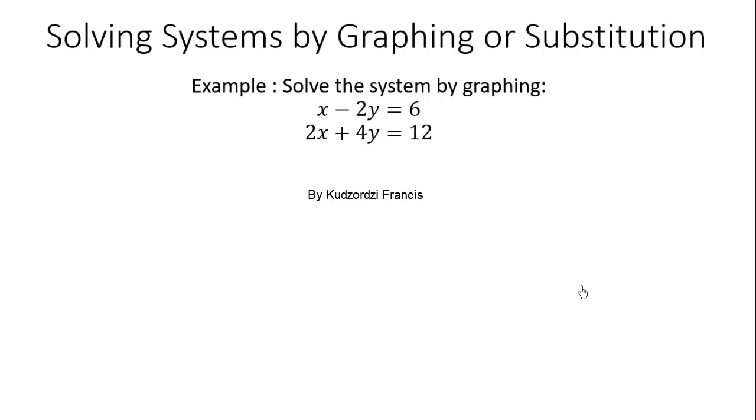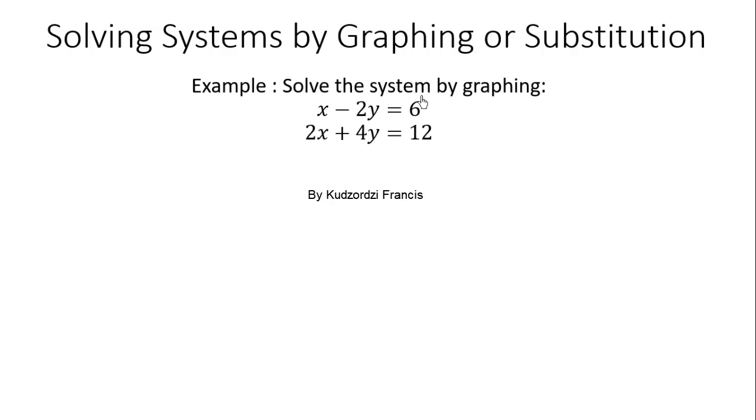Let us take one more example. Solve the system by graphing. And the system is x minus 2y is equal to 6. Then we have 2x plus 4y is equal to 12.